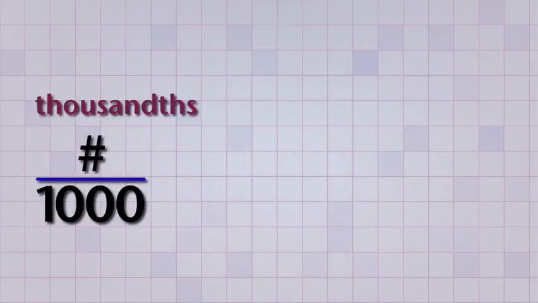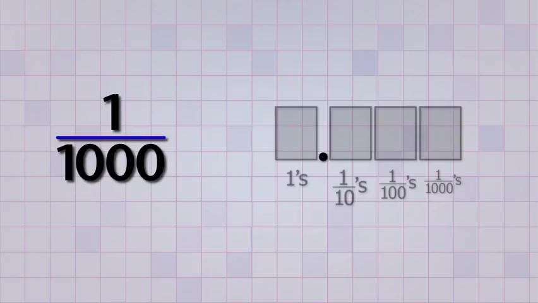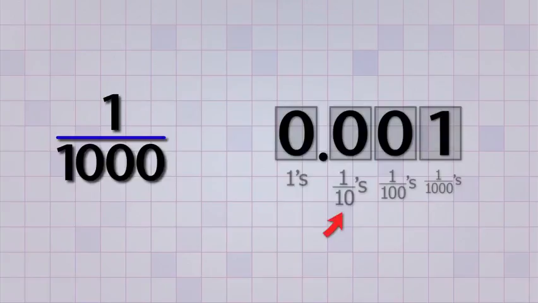That's fractions that have 1,000 as the bottom number. Let's start with 1 over 1,000. Now this should be easy. All we have to do is put a 1 in the thousandths place. Notice that this time we need zeros in both the tenths and the hundredths place to act as placeholders.